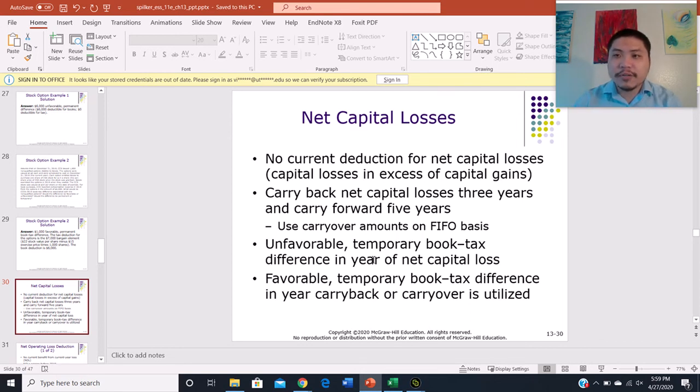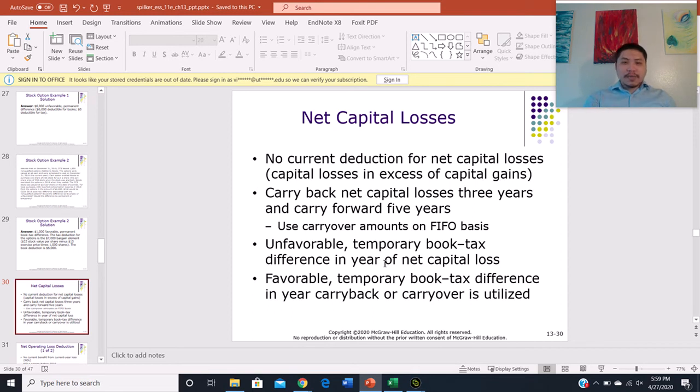And so for the year when the net loss happened, it is unfavorable, right? But when the net capital loss can be carried back or carried forward, that is going to create a favorable book tax difference, right? So yeah, that was net capital loss.